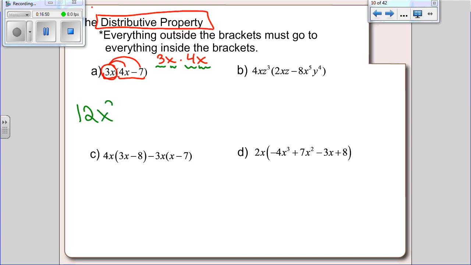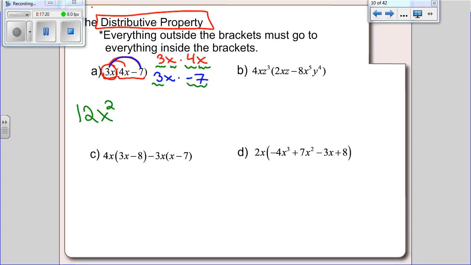So that would be the first distribution. That was the first time 3x came into the brackets. The next time it comes into the brackets, it has to multiply by the next term, which is negative 7. So now I'm doing 3x times negative 7. Same rules apply. Numbers go with numbers. So 3 times negative 7 would be negative 21.